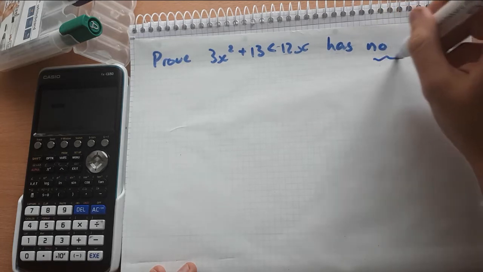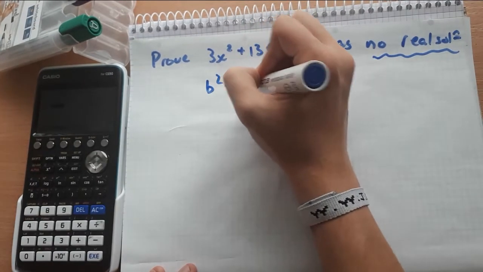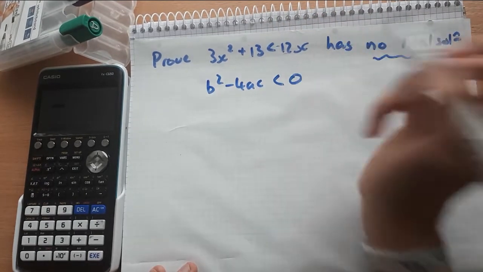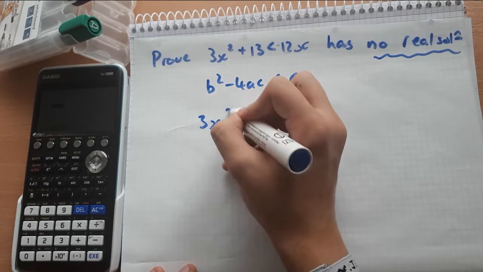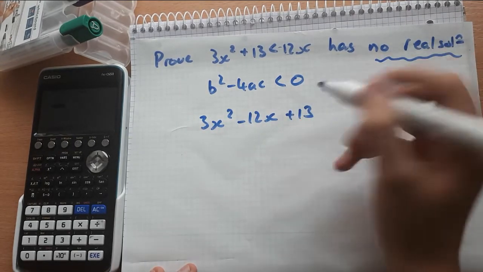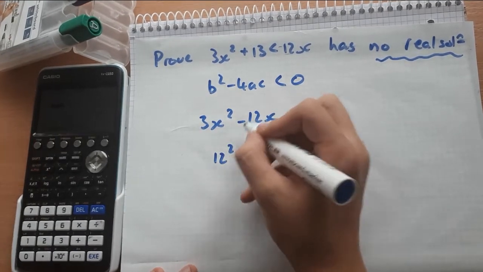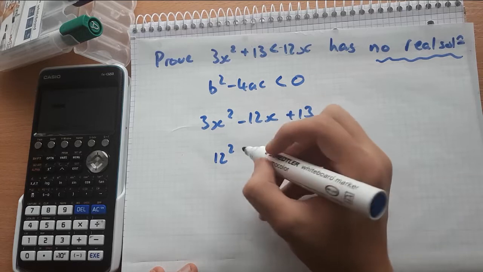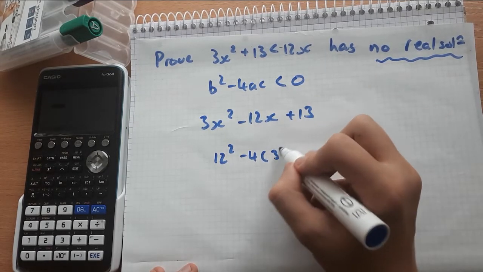No real solution indicates that b squared minus 4ac, the discriminant, is going to be less than 0. So what we do is we rearrange our equation to get 3x squared minus 12x plus 13. We work out the discriminant, so that's 12 squared minus 4 times a times c.